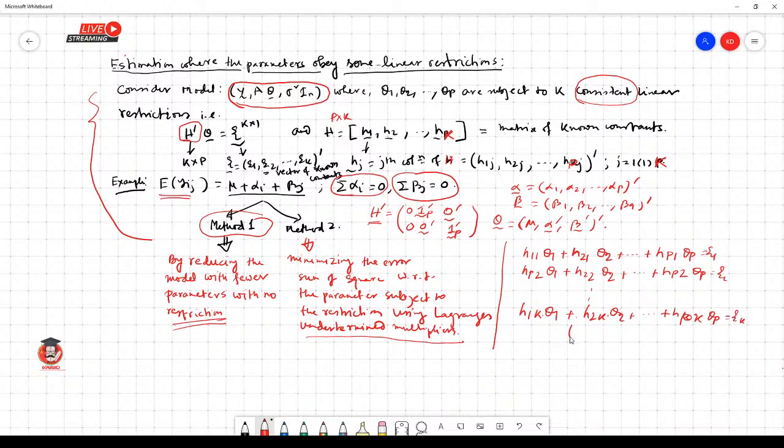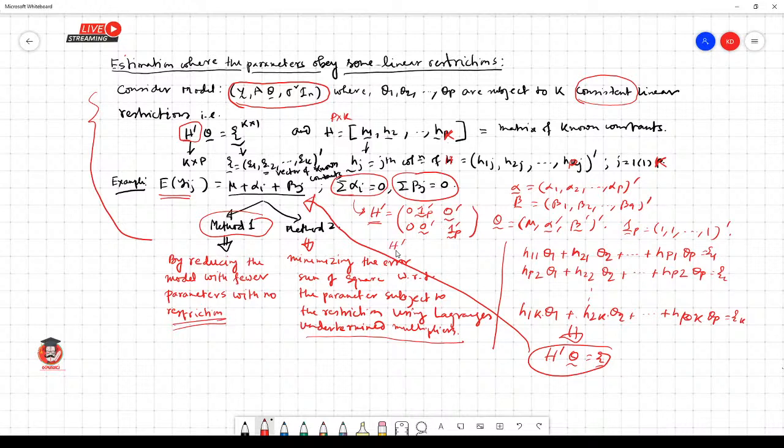Okay, so this is the restriction, and I assume this is a consistent linear restriction. That means this non-homogeneous equation is solvable. We denote this by H prime theta curl equal to xi curl. For example, I consider the example of two-way ANOVA with one observation per cell, and this is the H prime. You can check this thing. One curl prime means 1 1 1 prime, and this is a null vector.